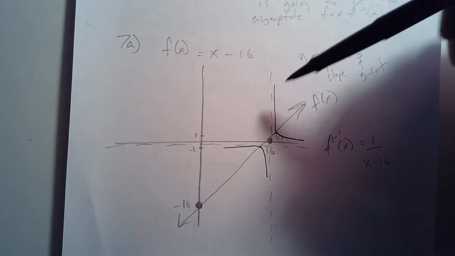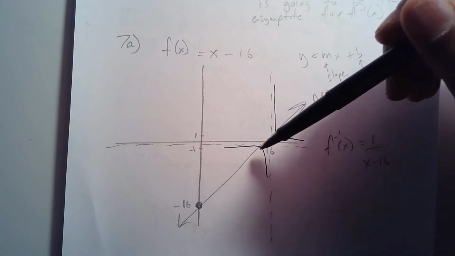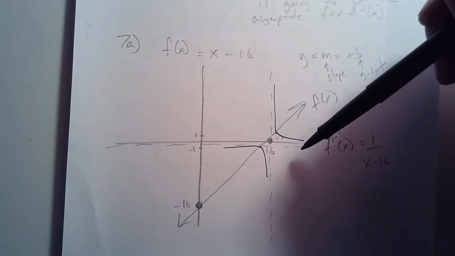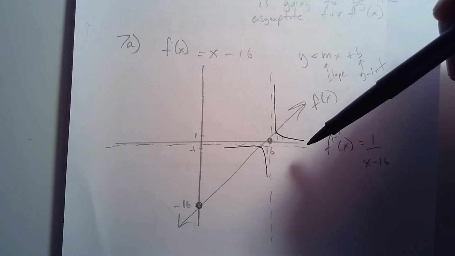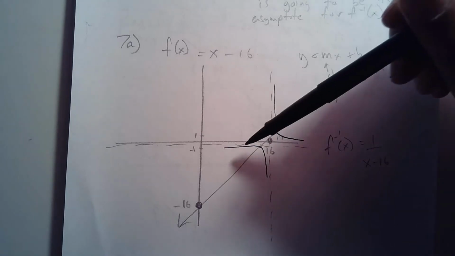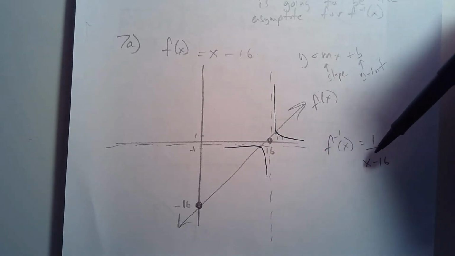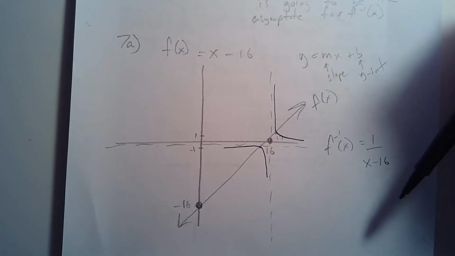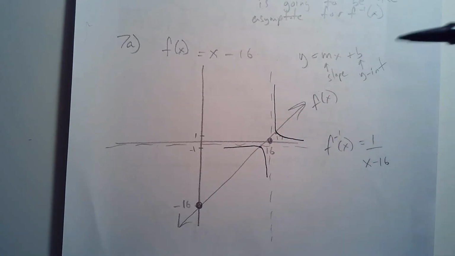Just like the one on the top there, because you don't cross the x-axis, that means the reciprocal does not have an x-intercept. It will have a y-intercept, though. If I wanted to find the y-intercept, I'd just make x equal to 0. And so the y-intercept of this would be 1 over negative 16. You can't really draw that, but that's what it would be.